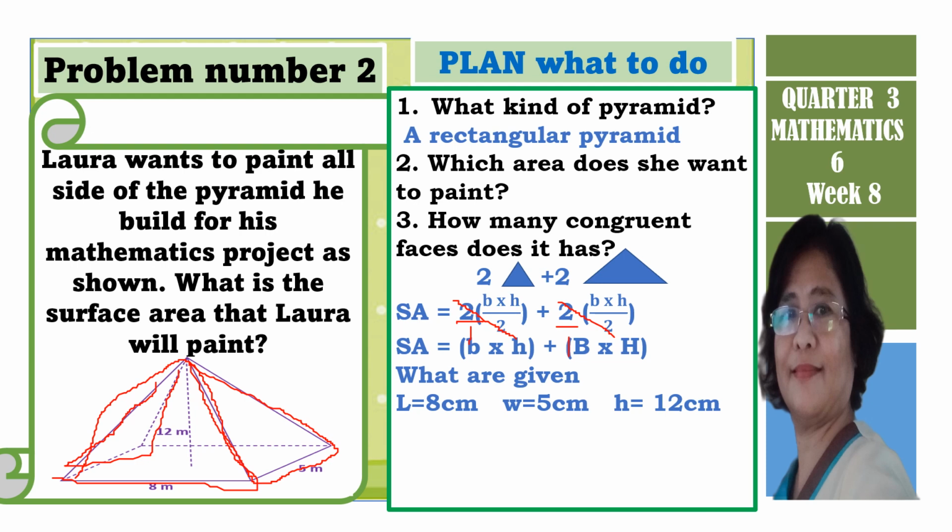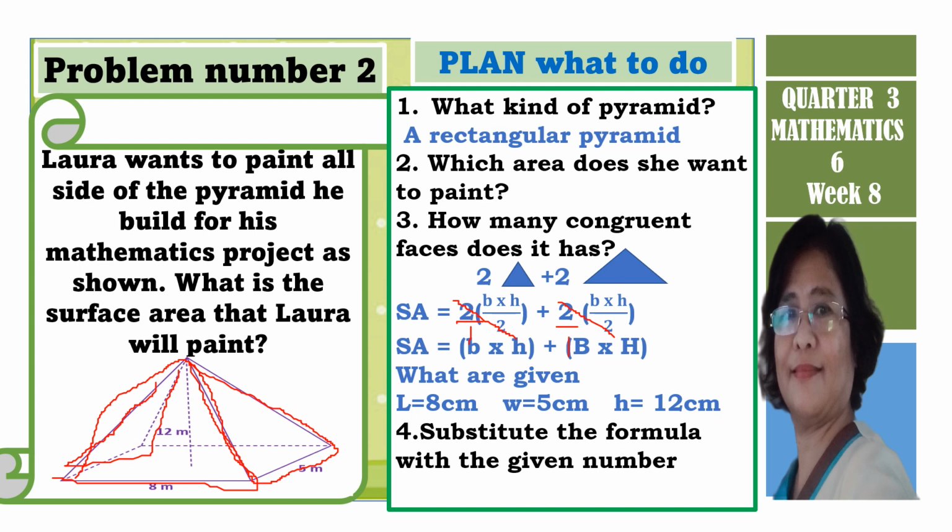Next. What are the given? The given here is the length is 8 cm, the width is 5 cm, and the height is 12 cm. And then, we're going to substitute the formula with the given numbers. So, using our given, look at the small triangle. The small triangle is located here. And we found the width is 5. That's why we have 5 here. And the height is 12.